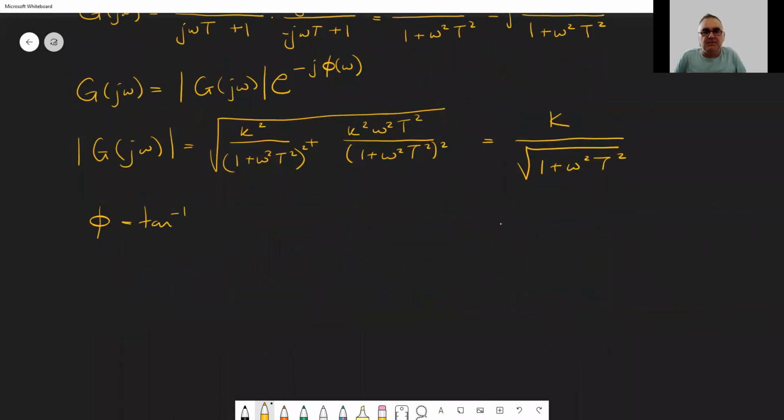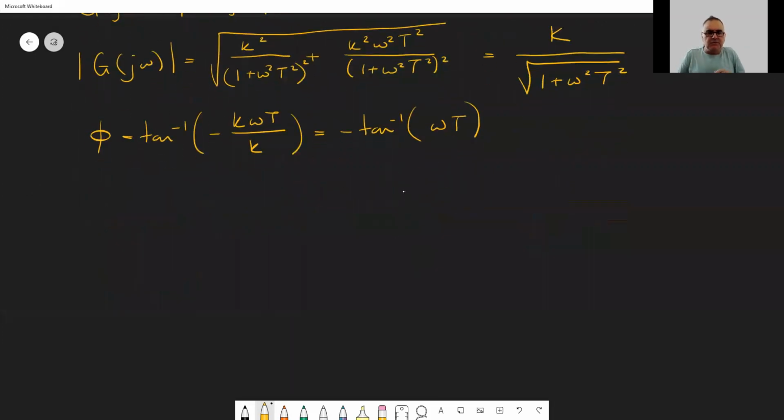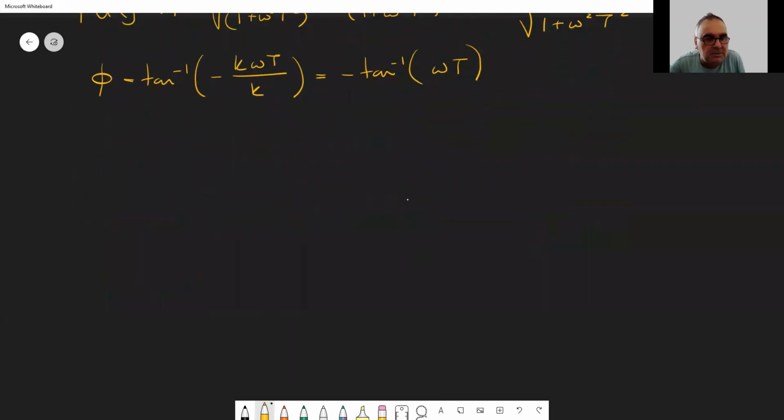And the phase angle: the imaginary part divided by the real part, this part divided by that part. Nicely, lots of things cancel, and you get minus K omega T divided by K. So it is minus tangent inverse of omega T. That is easy.